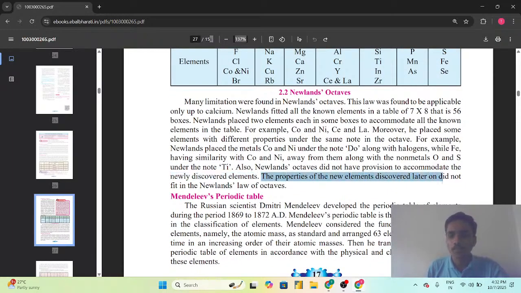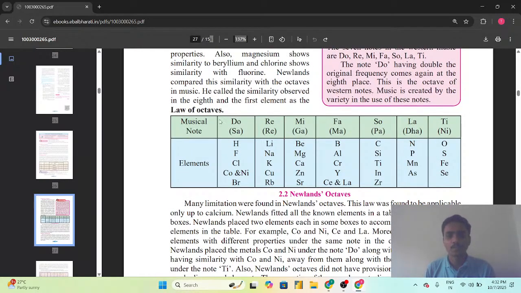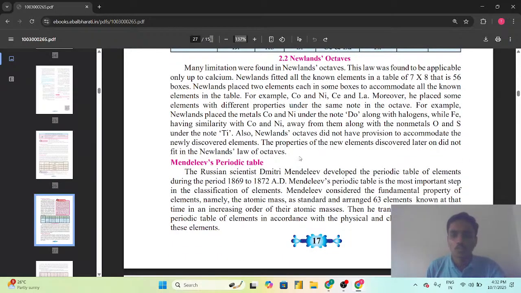So the properties of the new elements discovered later on did not fit in Newlands' law of octaves, and due to this, the new elements discovered later could not have a place in Newlands' table of classification of the elements. So this was also one of the drawbacks of Newlands' law of octaves.